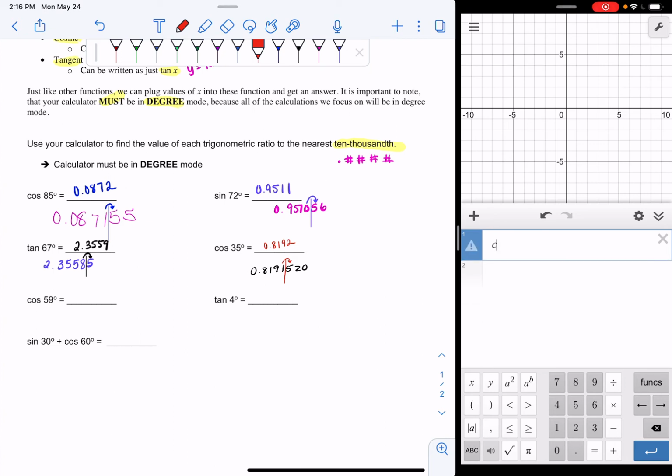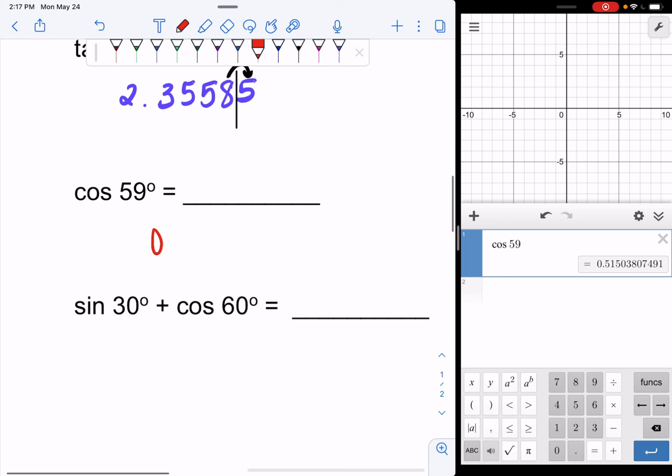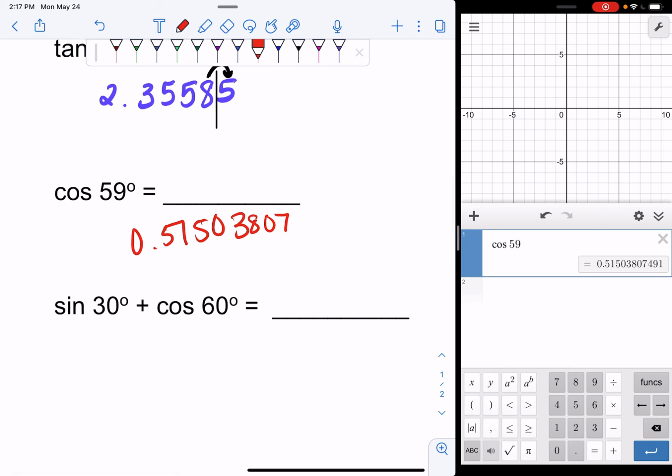Now I want to do the cosine of 59. I type it out, and I get 0.5150 3807. I want to round to the nearest 10,000th, so I put a line after that 0. Look at your 3. My 0 doesn't change. So I get 0.5150.